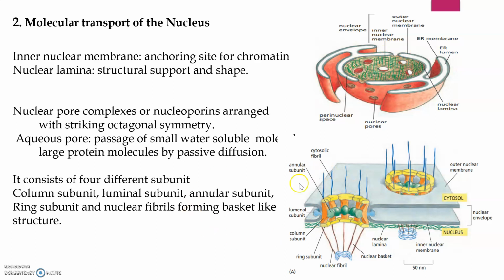The nuclear pore complexes consist of an octagonal arrangement, that is, the protein molecules are arranged in an octagonal shape. It consists of four subunits. First is the column subunit, which forms the bulk of the pore wall, and the annular subunit, which forms the center of the pore complex, and the luminal subunit, which contains the transmembrane proteins that help anchor the complex into the nuclear membrane.